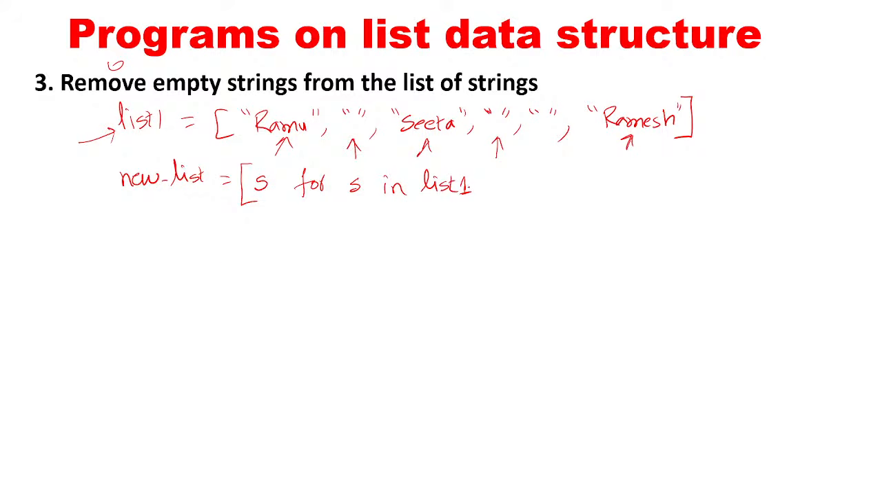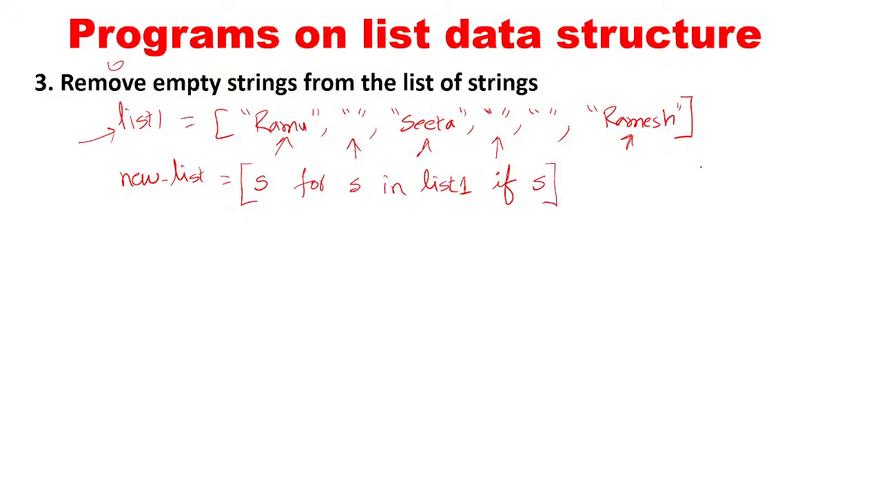Okay, if you close this, it includes all the empty strings and also other strings. Okay, but we want to remove these empty strings from this. Okay, so after this for loop, what we want? Include s from this list such that, if s is not empty. For that we can use a condition: if s.